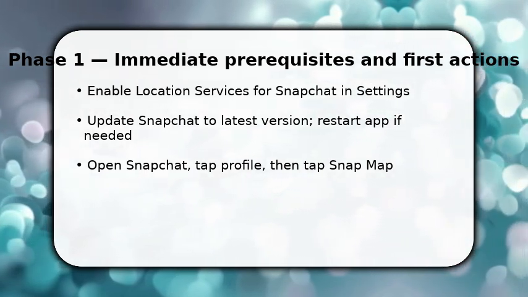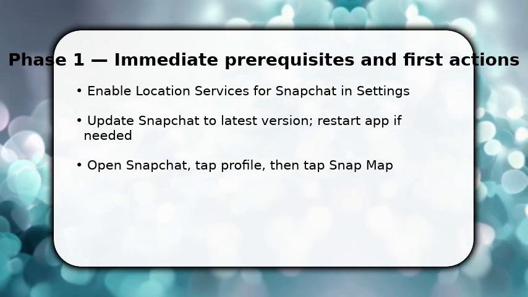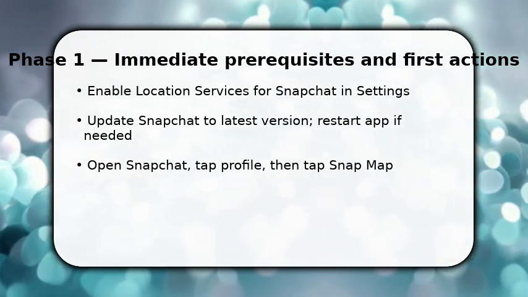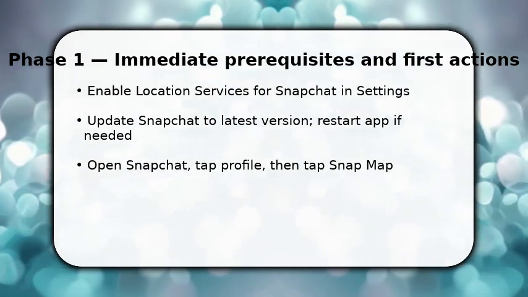Now open the app, tap your avatar to access your profile, and then tap Snap Map. This brings you to the map interface where you can begin sharing. It's the gateway to live location sharing and control.